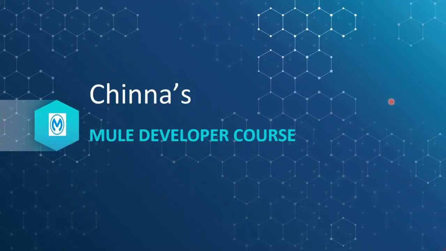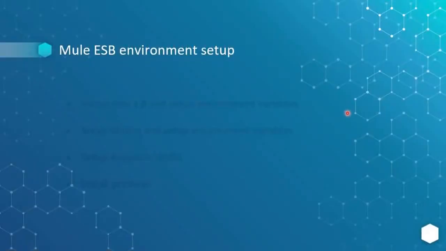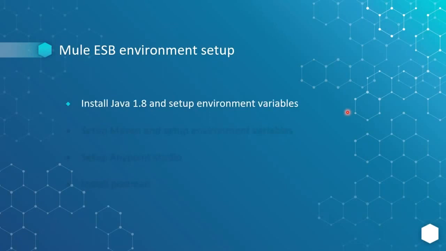Hi, welcome back. In this session, I will show you how we can set up Mule 4. For that, we need to install Java because the Mule ESB runs on top of Java. Basically, it is a Java platform. So we need to install Java first, then set up the environment variables.